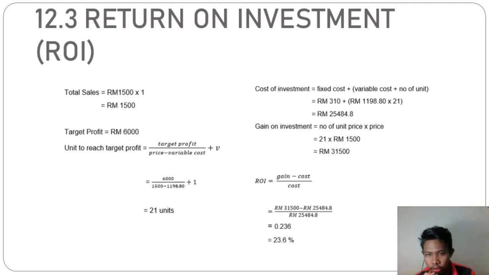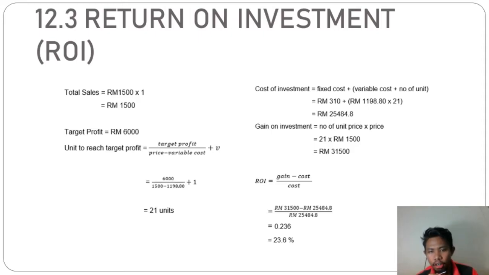Okay, for cost of investment, it is fixed cost plus variable cost times the number of units. The fixed cost is about 310 ringgit, and we add the variable cost, which is 1,198 ringgit 80 cent, multiplied by 21 units, and then we get 25,484 ringgit 80 cent. That is the total cost of investment.